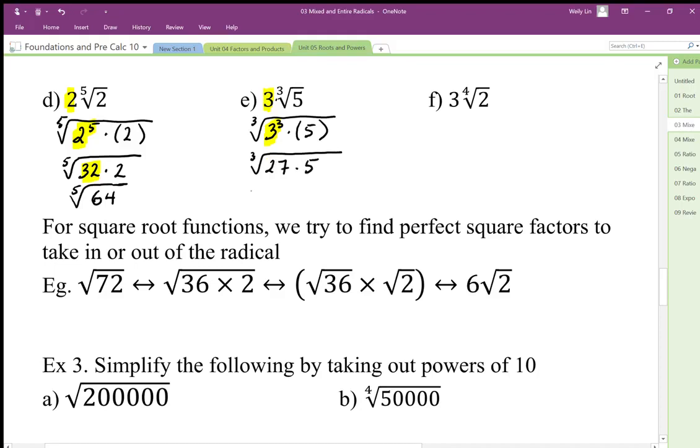And then this works out to be, looks like, 135 cube root. And this factor of 27 is coming from that original factor of 3 on the outside.